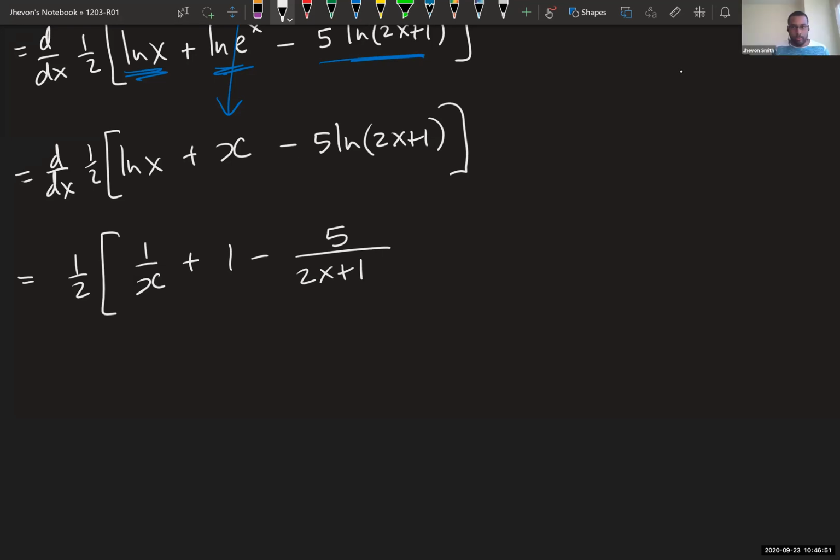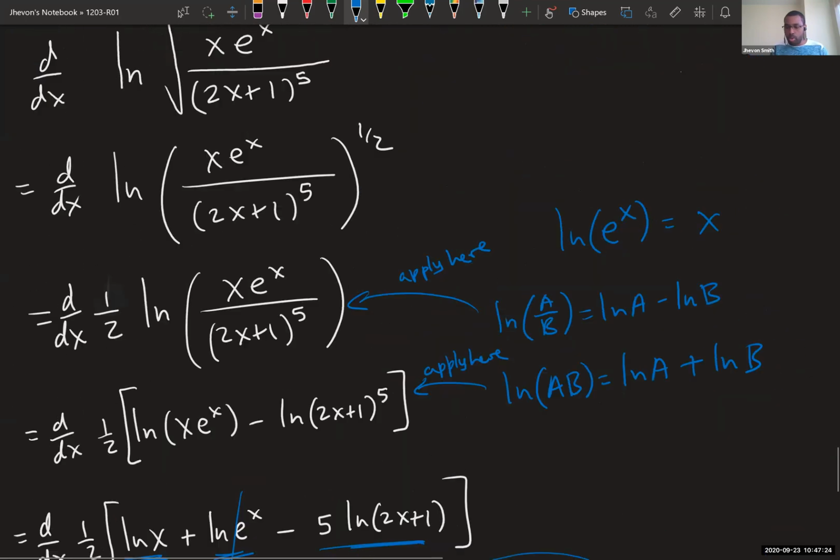No. What rule applies here? Is it the u prime over u? Right, it's the u prime over u, right? So this is d dx of ln of u equals u prime over u. How do I know that rule applies? Because I have 2x plus 1 and not x, right?